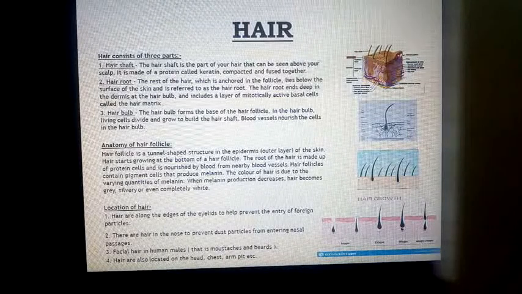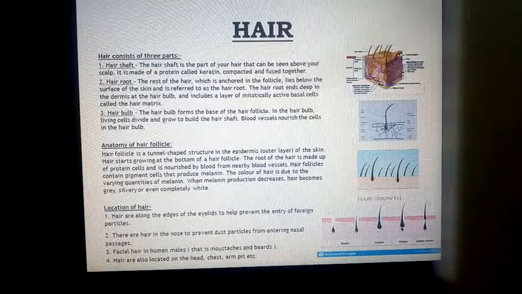The color of hair is due to the varying quantities of melanin. When melanin production decreases, hair becomes grey, silvery, or even completely white. That is why in aged people we find graying of hair, and we call that grey hair.